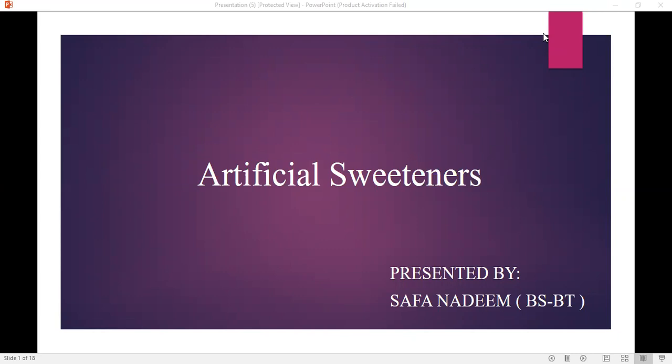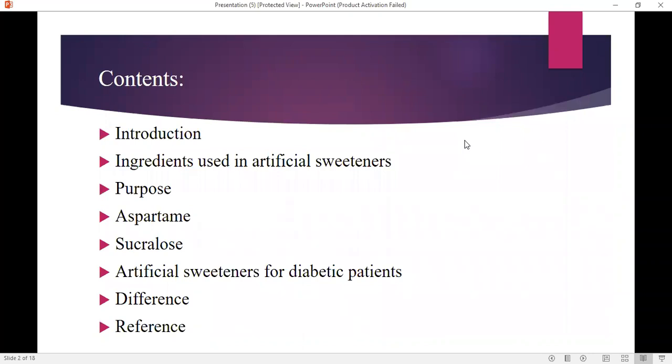The topic is artificial sweeteners. Contents include introduction, ingredients used in artificial sweeteners, purpose, aspartame, sucralose, artificial sweeteners for diabetic patients, difference, reference. So let's get started.